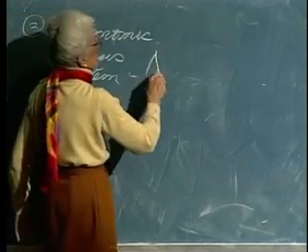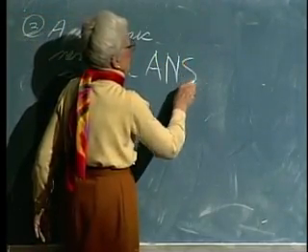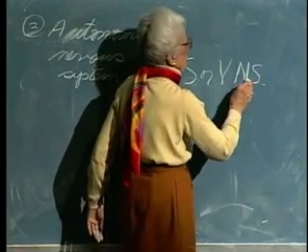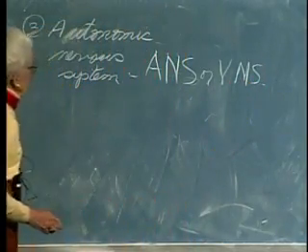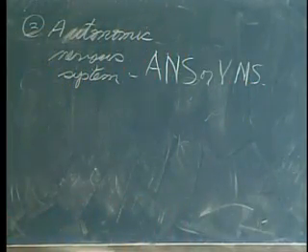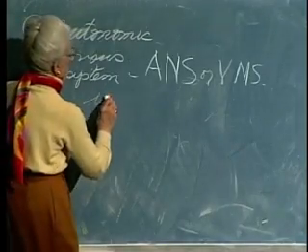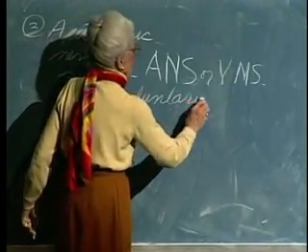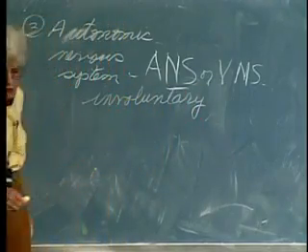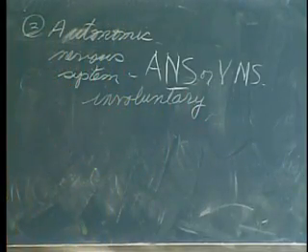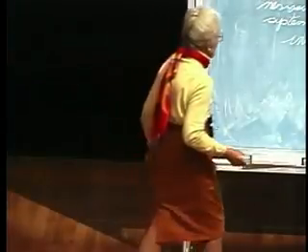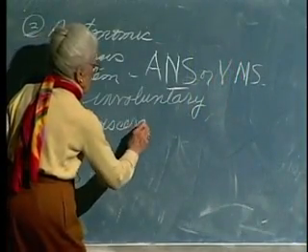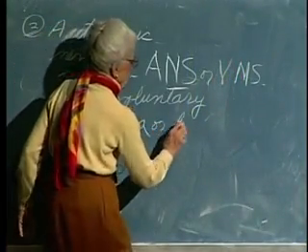The ANS, also called the visceral nervous system. It will be involuntary. It will be going to hollow organs or viscera. That's why it's the visceral nervous system. Viscera, or hollow organs.